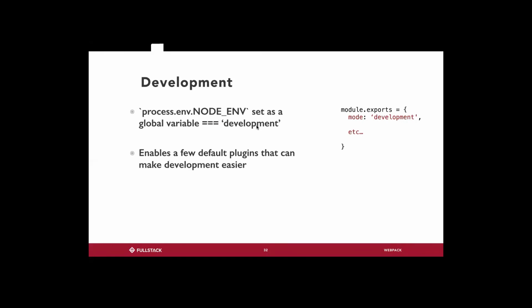That's pretty cool. This can be helpful because it allows you to have certain stuff in your client-side JavaScript that only happens in development and certain stuff that only happens in production. It also enables by default a few plugins that make development easier. They're not super interesting to go into and mostly related to hot module replacement, which we'll talk about in a little bit.